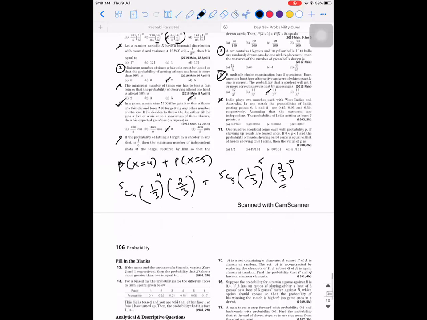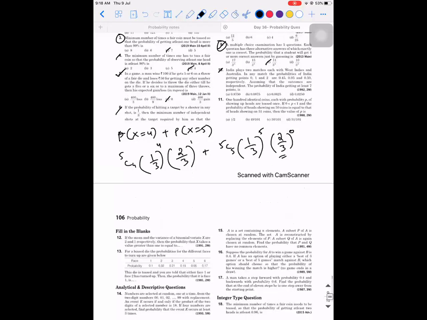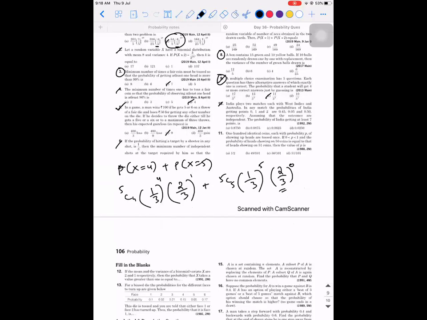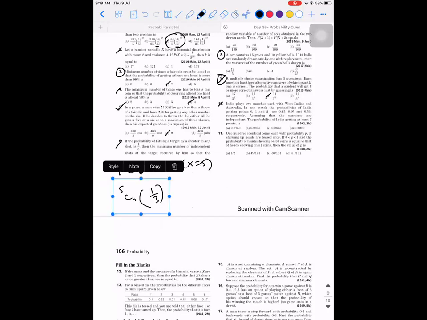India plays 2 matches each with West Indies and Australia. In any match, the probabilities of India getting points 0, 1, and 2 are 0.45, 0.05, and 0.50 respectively. Assume that the outcomes are independent. The probability of India getting at least 7 points. So at least 7, take that 1 minus.